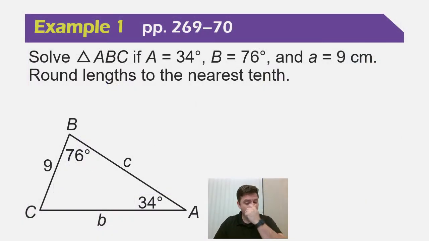So let's look at example 1 on page 269 and just walk through this together. Notice it says solve triangle ABC if angle A is 34 degrees, angle B is 76 degrees, and the length of a is 9 centimeters. It then says to round the lengths to the nearest tenth.